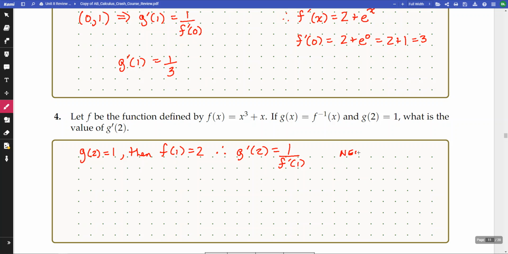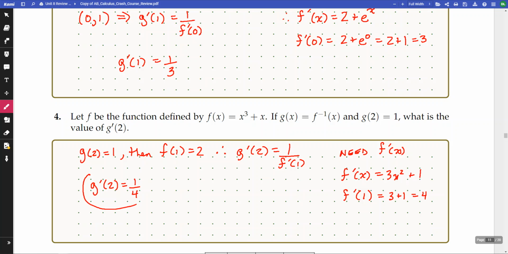So we need f prime of x. Well, f prime of x is going to be the derivative of x cubed plus x. That's 3x squared plus 1. And we need f prime of 1. Well, f prime of 1 is going to be 3 plus 1, which is 4. So that means that g prime of 2 is 1/4. And there we are, working with derivatives of inverses.